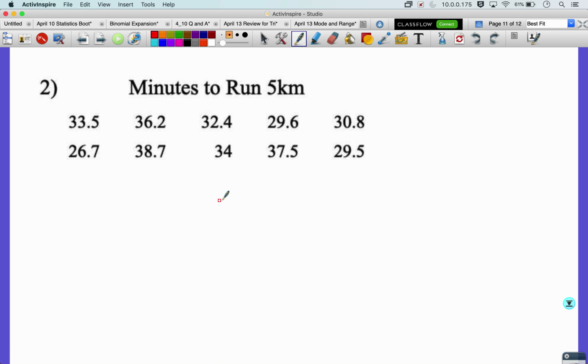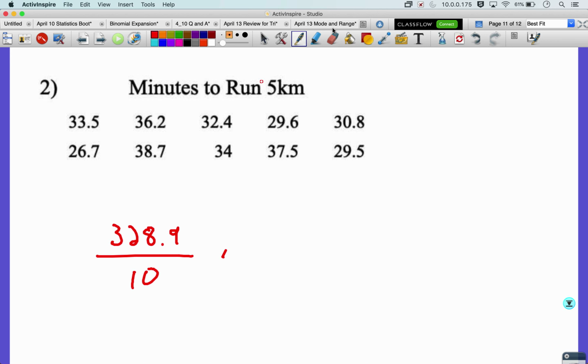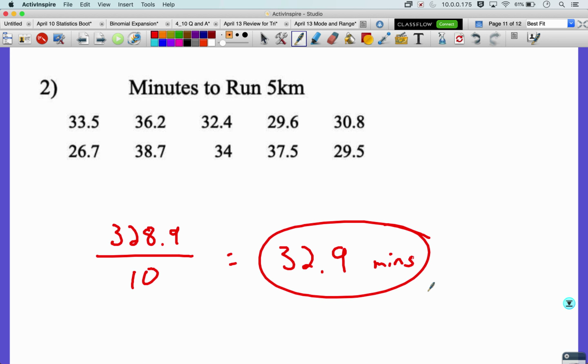All right, here I've got another one. Again, I'll pause and let you try this one. We'll see if we get the same number. All right, when I added up all the data points, I got 328.9. There are 10 data points here. So this is 32.9 minutes for our mean. And again, that's within this data set here, so that's a good sign.